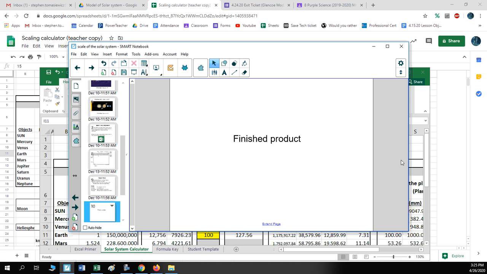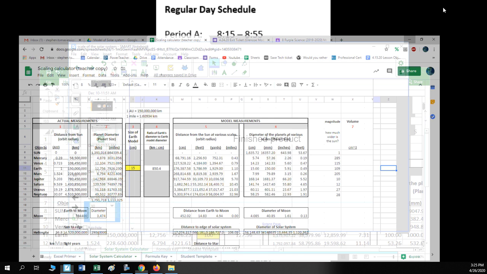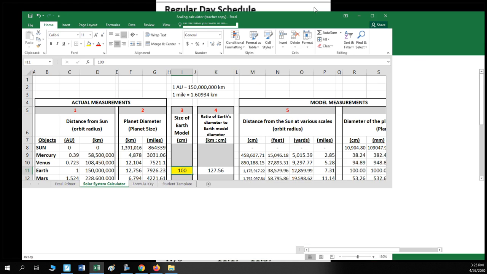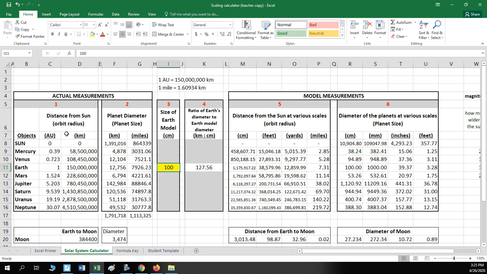All right, so let me show you what the finished product looks like so you can see where we're going with this. Here we go. So this is our finished product. So we have tables 1, 2, 3, 4, 5, and 6.